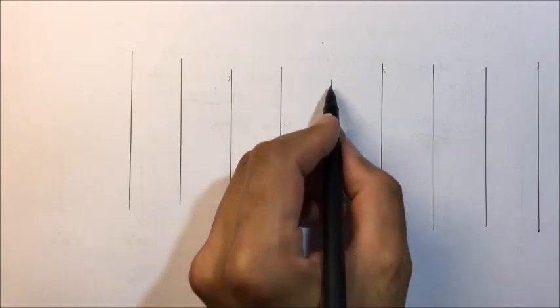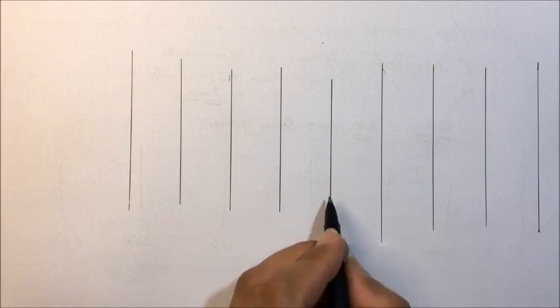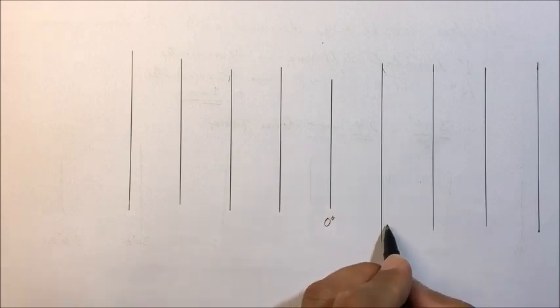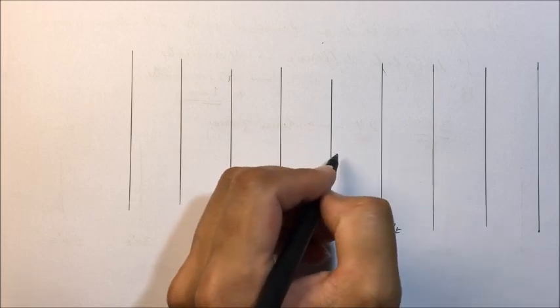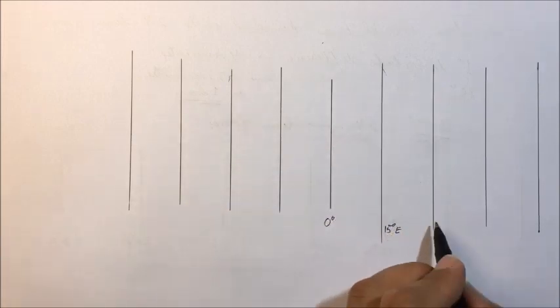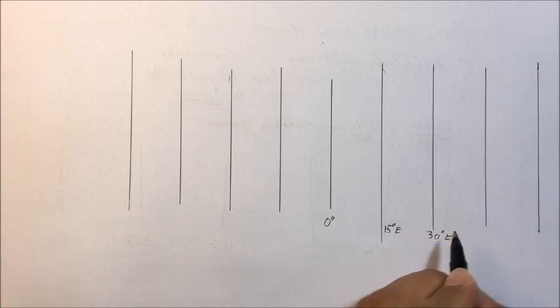So for example, if I take this as 0 degree, that is the prime meridian. This is the 0 degree longitude, it is the prime meridian. Now the next one will be 15 degree east. There are many longitudes lying in between as well, but we are taking a difference of 15 degrees. 15 degree east, 30 degree east.